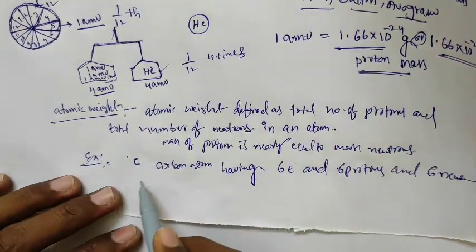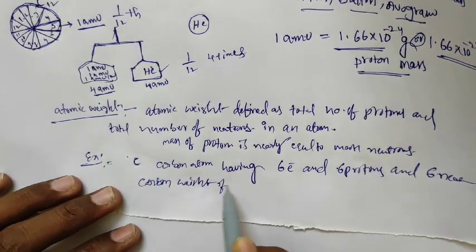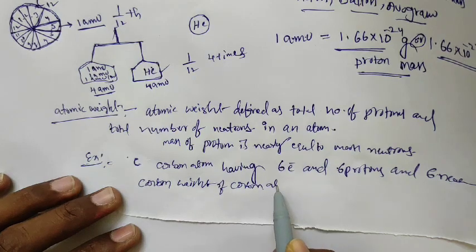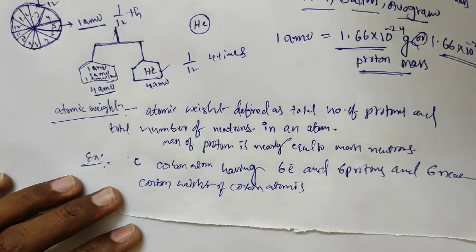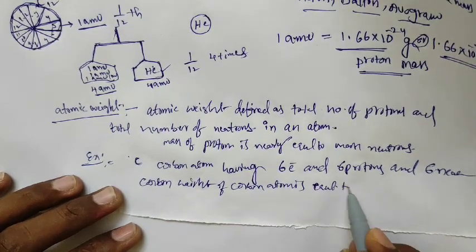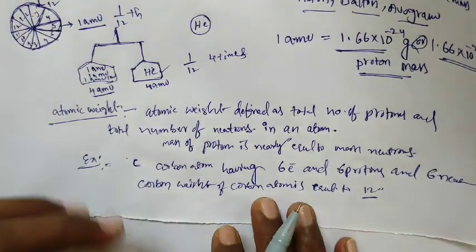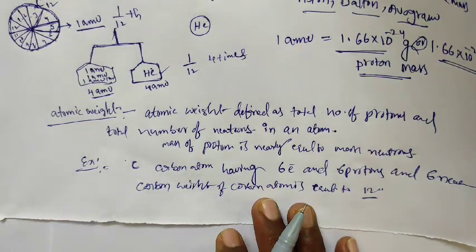That means the weight of a carbon atom is equal to 12. The atomic weight is related to atomic mass.